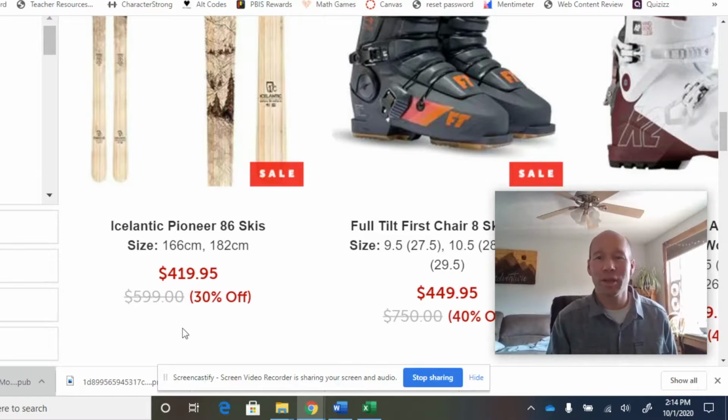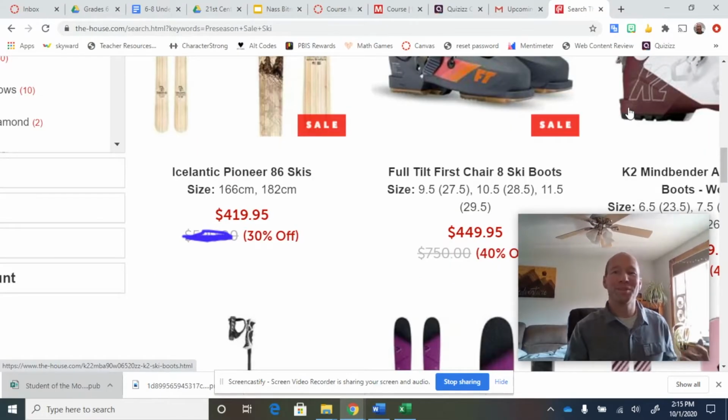Now let's just say that I didn't believe that this was the original price. Or maybe that original price didn't even exist. I don't even see it at all there. But what is that actual price?